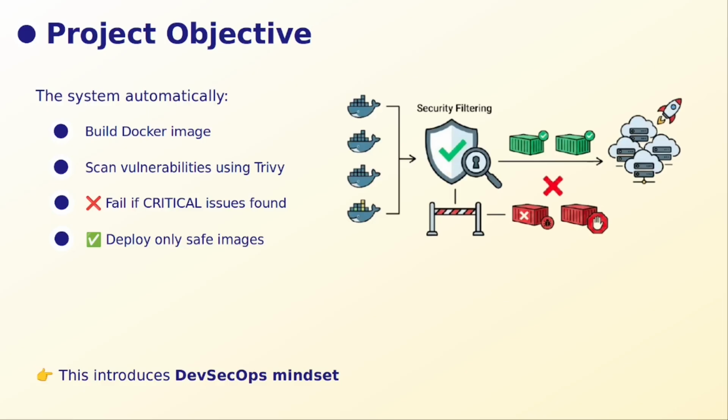This creates a strong rule. Unsafe images are blocked. Only safe images are deployed. This is what we call a security gate. The key idea is that security is not optional anymore. It becomes a required step before deployment. This mindset is the foundation of DevSecOps.